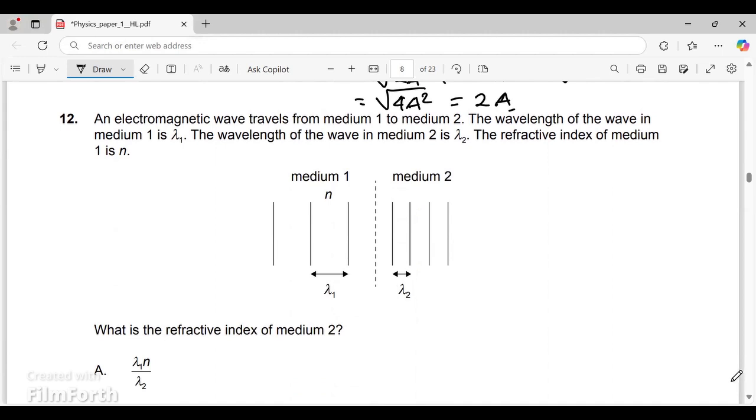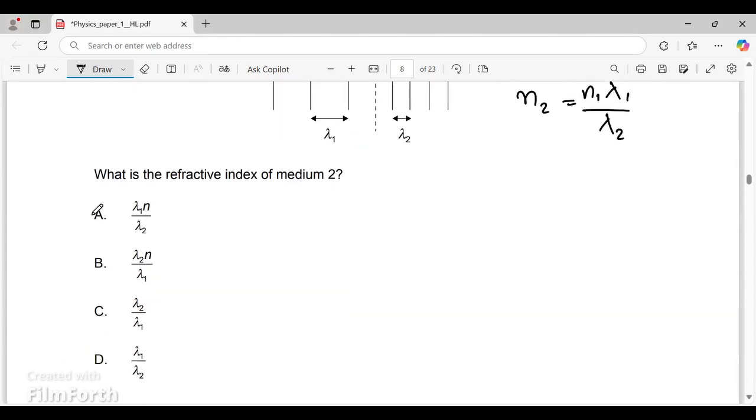An electromagnetic wave travels from medium 1 to medium 2. The wavelength of the wave in medium 1 is lambda 1. The wavelength of the wave in medium 2 is lambda 2. The refractive index of medium 1 is n. What is the refractive index of medium 2? The relationship is n1 times lambda 1 equals n2 times lambda 2. So n2 equals n1 lambda 1 over lambda 2. So this one. Solution.